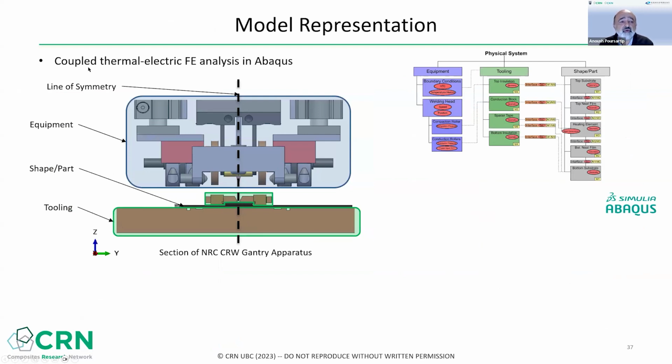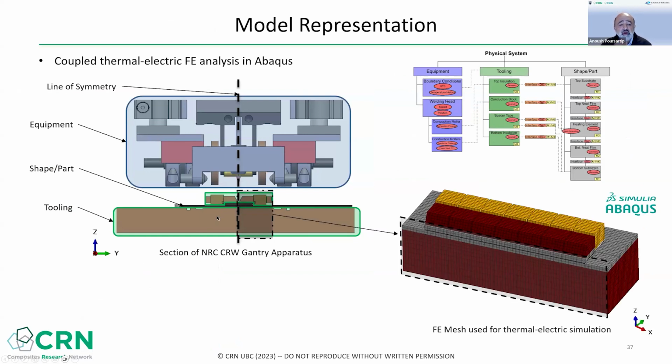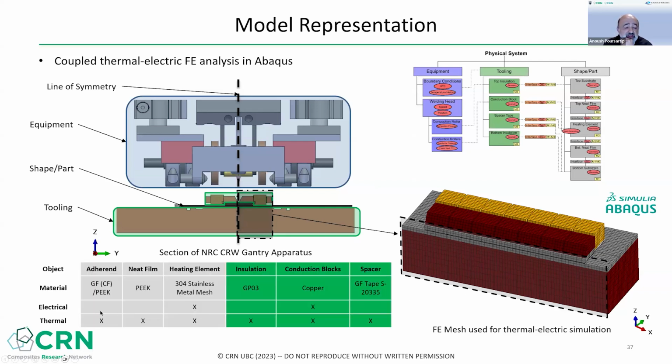And again, we're going to run this as a coupled thermal-electrical FE analysis in Abaqus. So we take half the problem because there's symmetry, and we mesh that. And for the electrical system, we put in the features that matter, basically heating element and the conduction blocks. For the thermal model, we actually put in a lot more detail because, of course, the thermal problem engages a lot more of the system.